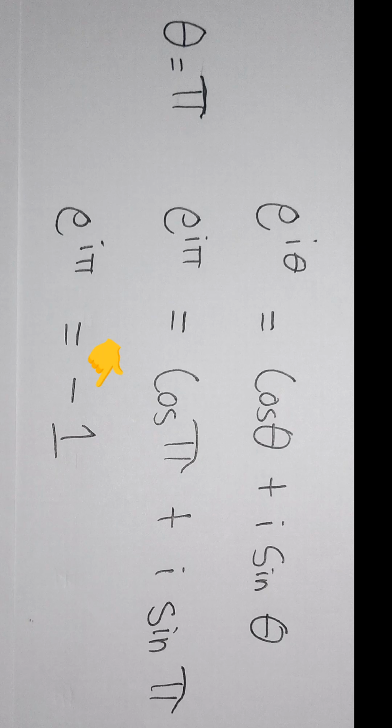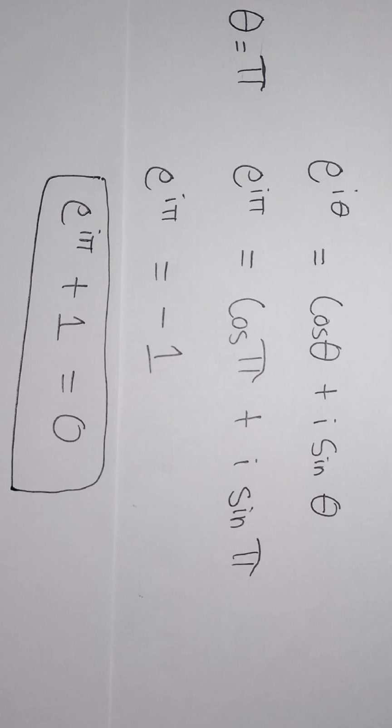To get the Euler's identity like this, since the 1 is negative, when we transfer it, it becomes positive. So the form is now like this. So finally we get the Euler's formula, which is e raised to the power of i pi plus 1 is equal to 0.